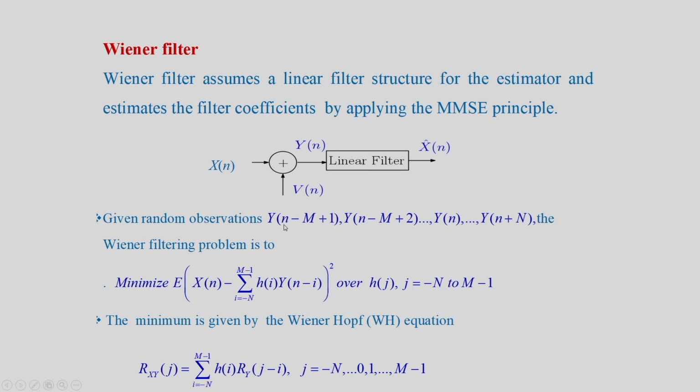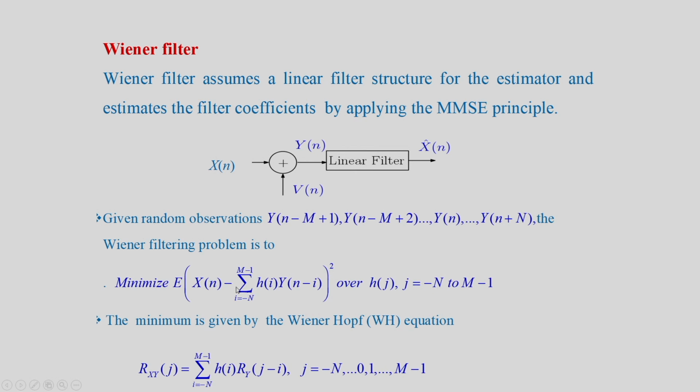Given random observations Y(n-M+1), Y(n-M+2) up to Y(n) and then to Y(n+N), we have a block of signal from time instant n-M+1 to n+N, capital N. So, for this duration signal is available. Our minimization problem will be to minimize E of (Xn minus this filter output, that is summation hi into Yn minus i, Yn is the input signal, i going from -N to M-1) whole square. This we have to minimize over hj, j going from -N to M-1.